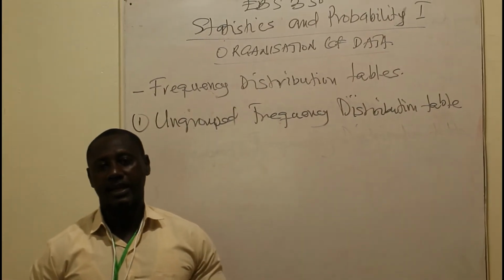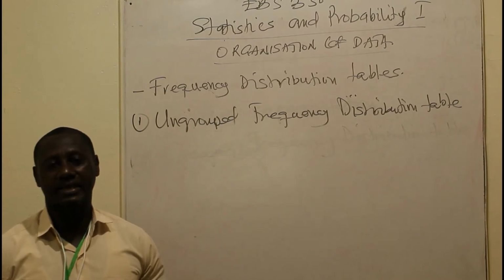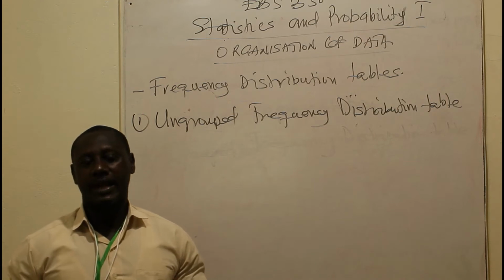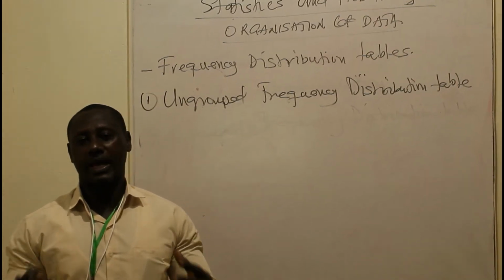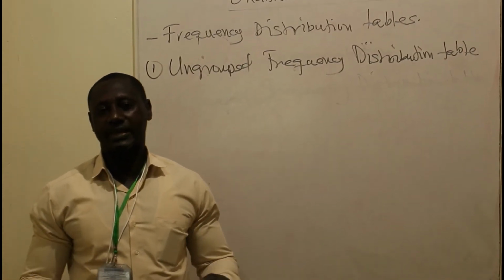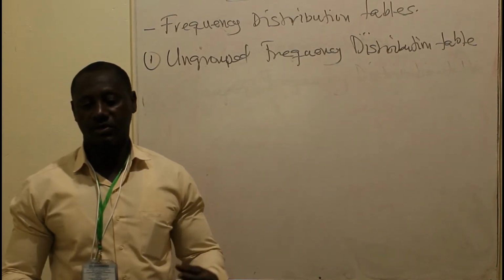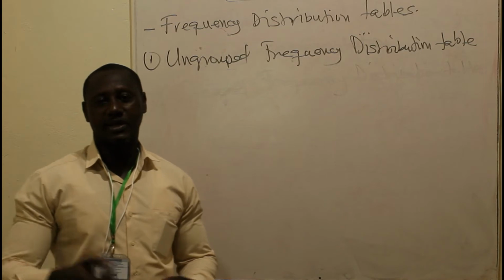For instance, if you are teaching in a JSS class and ask the students to give you their ages, you will see that the ages will be so close to each other. And so in that sense, it will be appropriate to use the ungrouped frequency distribution tables. Now let's take a look at this particular data.